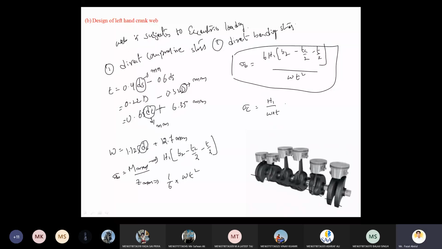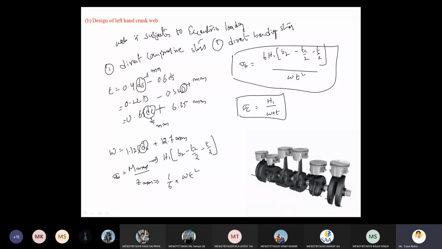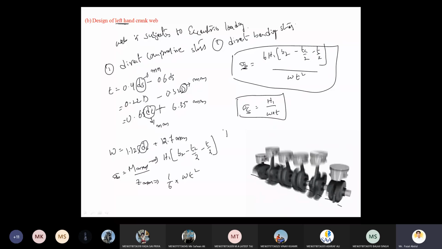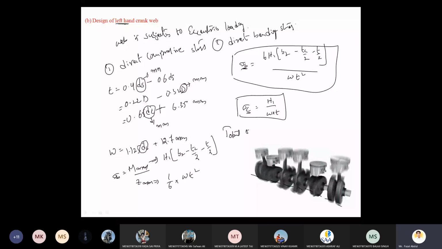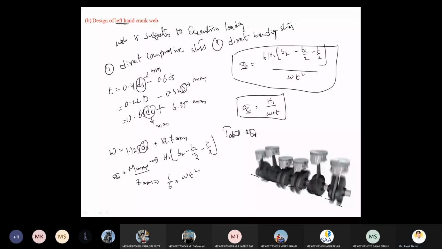Okay. And this is another equation, that is the bending stress. This is the compressive stress. And the total stress acting on one side of the web. What side are we considering? The left hand side web. So only one side, total stress. Total stress, how much? Sigma B plus sigma C.